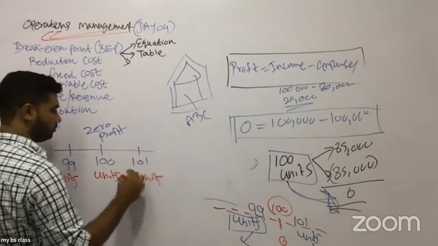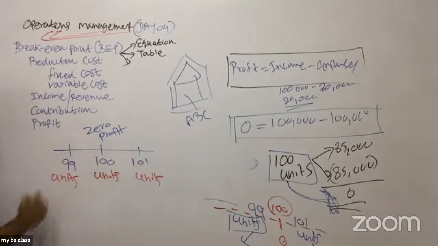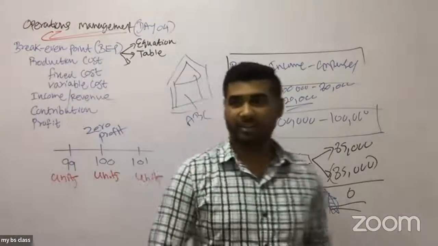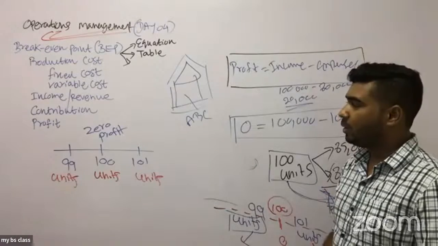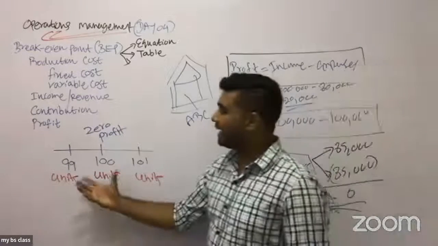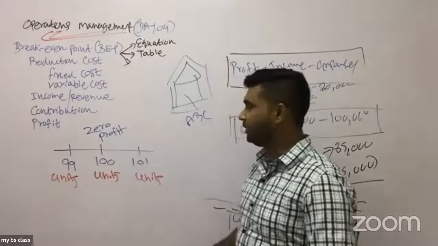Zero profit. Any answers? I'm not exactly asking you how much is the profit, right? I want you to know what will happen when you sell 99 units and 101 units.